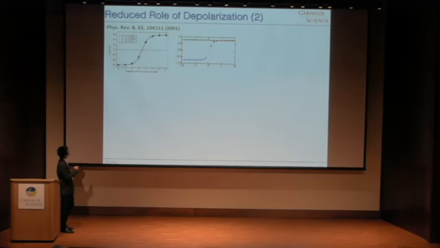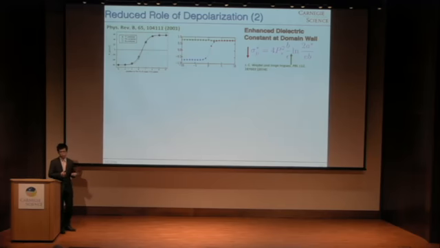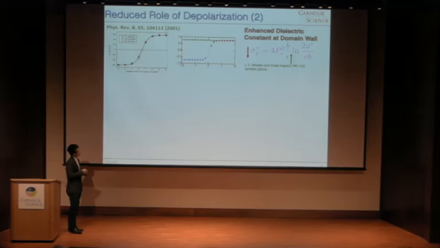So this is the DFT result for a 90-degree domain wall, and as you can see, the polarization at a domain wall is actually much smaller than the bulk value. We find a similar feature in our MD simulations. This has two consequences. First, smaller dipoles means a larger fluctuation and enhanced dielectric constant. Again, from the equation, a larger dielectric constant will give smaller depolarization energy.